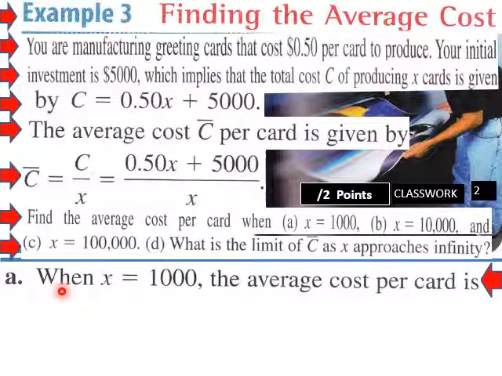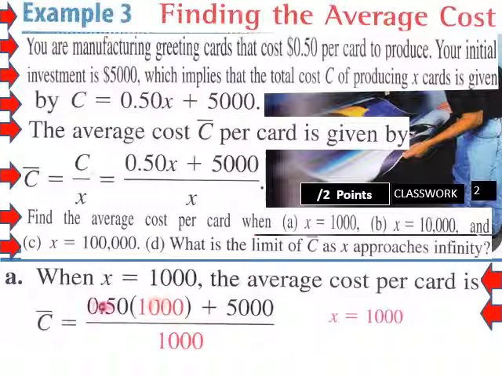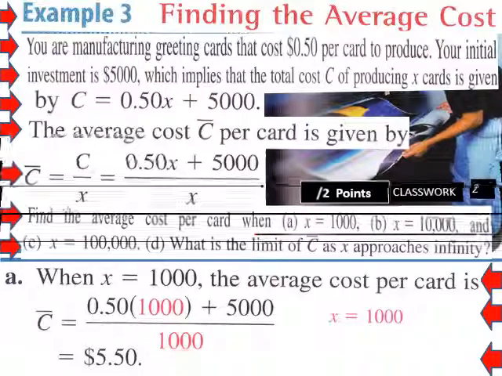Okay, for A, in this situation when x equals 1,000, the average cost per card is, here we go, we plug in up here, 0.50 times 1,000 plus 5,000 over 1,000. So x equals 1,000. When we do that, then our average cost will be $5.50 per card.